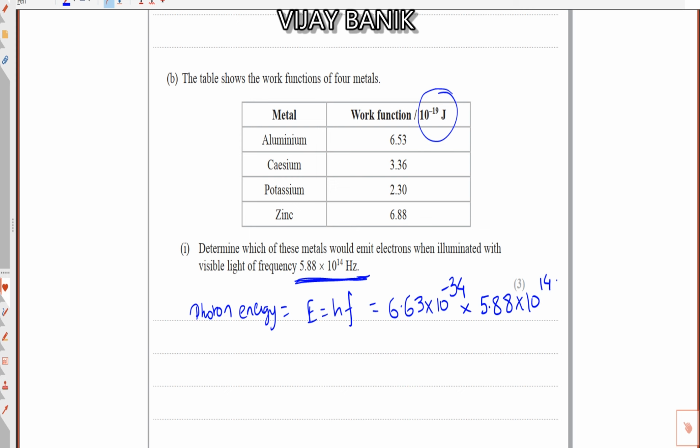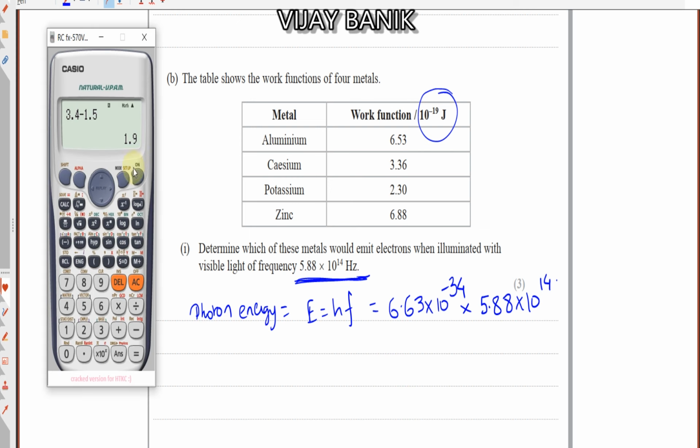Okay, let's do that in the calculator. If I use brackets, 6.63 into 10 raised to minus 34. Again a mistake I was making. Okay, into 5.88 into 10 raised to 14.